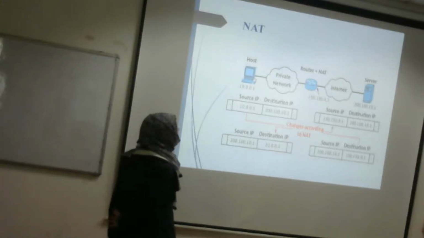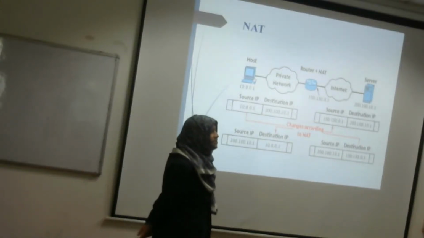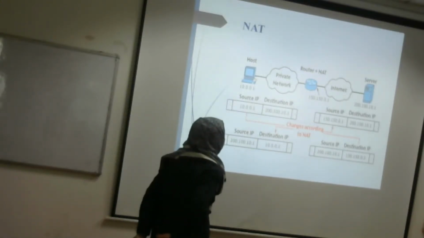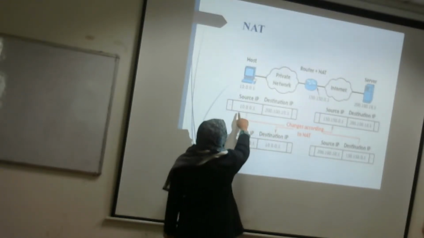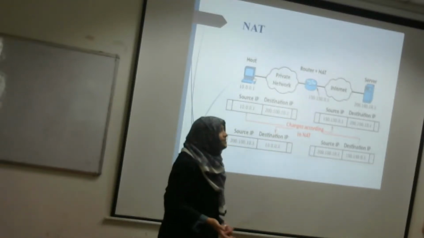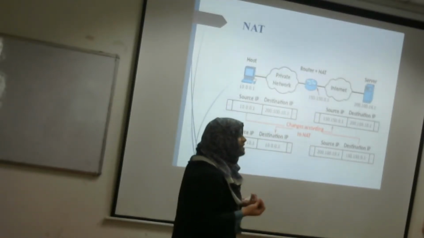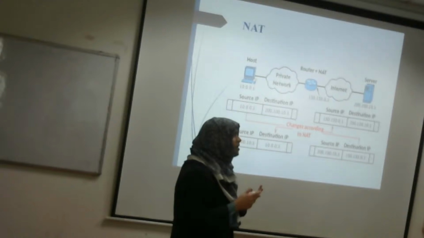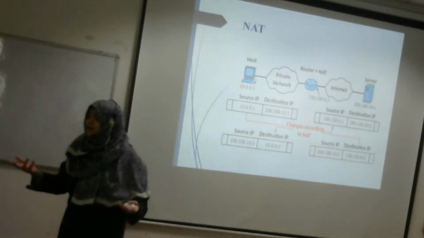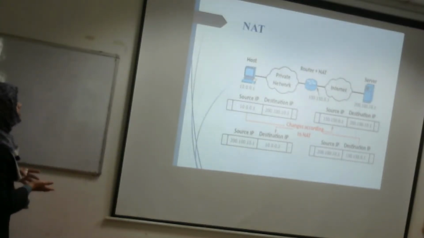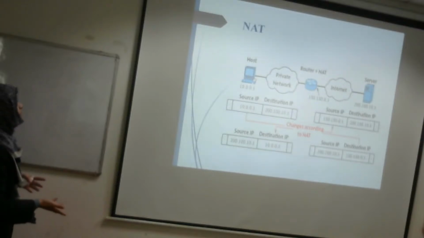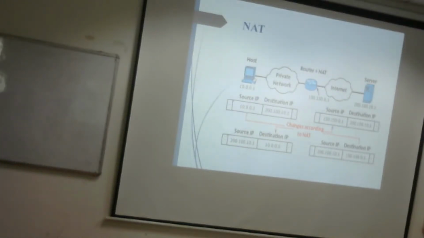So this is the working of the network address translator that I have described. This is the source IP, which is 10. We already know that the public IP is 10.172 and 192 onwards. So this is 10, it will convert it into a public IP, and then the connection will be established.